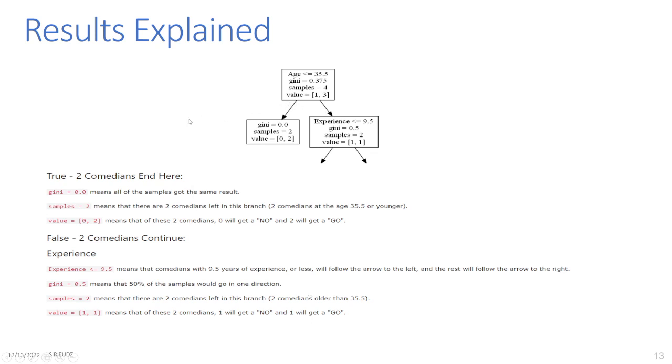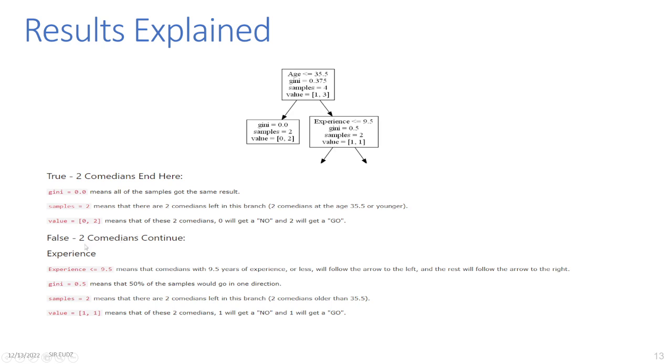And then so we continue with the next one. So true, Gini equals 0.0, so means all samples get the same result. Samples equals 2 means that there are 2 comedians left in this branch, and value 0, 2 means that 2 comedians will get a no and 2 will get a go. So this is for age lesser than 35.